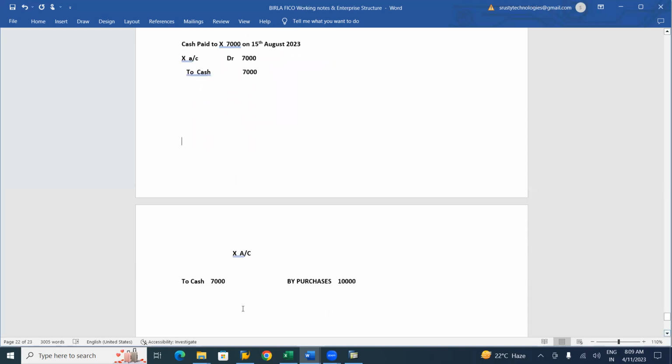Will you show 10,000 or 3,000? 3,000. So we will write it as to balance carried down 3,000.